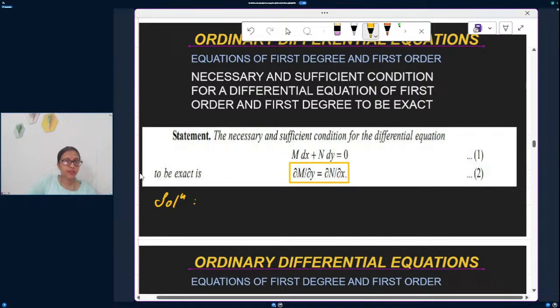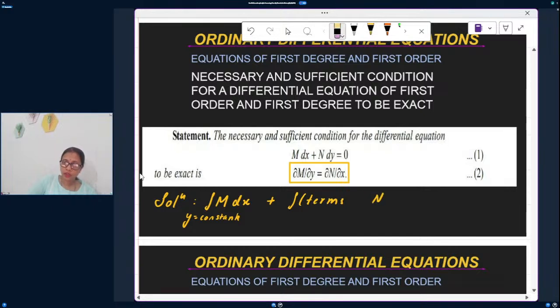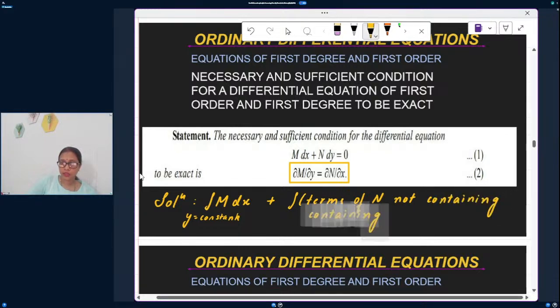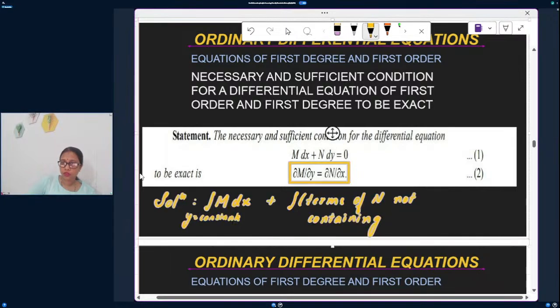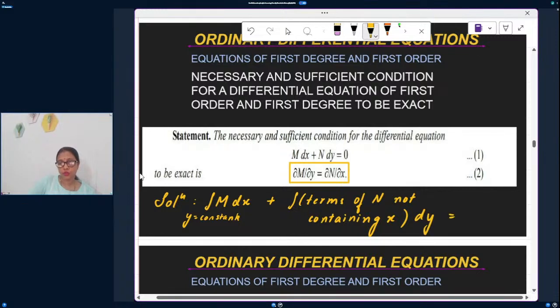The best part about exact differential equations is that first you check this condition. If it's satisfied, it is exact, and you can directly write the solution. You don't need to solve to get to this solution. Okay? This you should remember. The solution is: you integrate m with respect to x, keeping y as constant, plus the integration of the terms of n not containing x, dy, is equal to a constant. That is the solution.